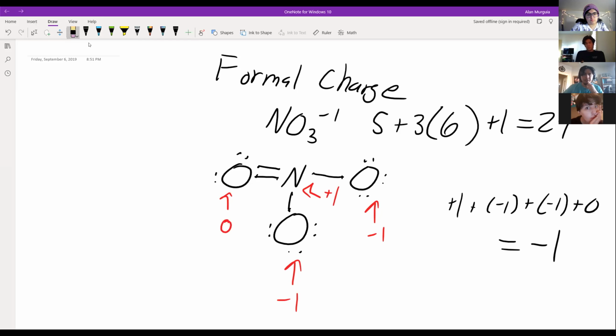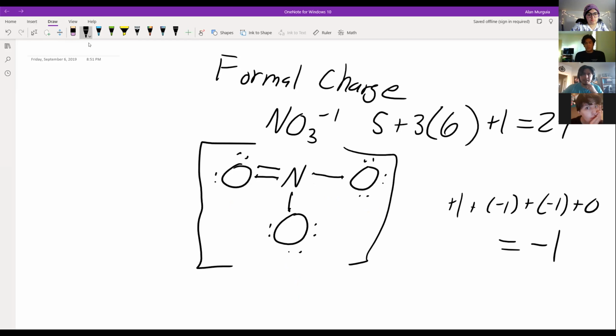So now that we have the overall charge, the way you would denote it without all this cluttered formal charges, let's just erase those. What you would do is draw massive brackets around the molecule, and at the top right corner, you put its charge as so. And this will be your answer in finding the Lewis structure for polyatomic anions. Are there any questions so far? Anything confusing?